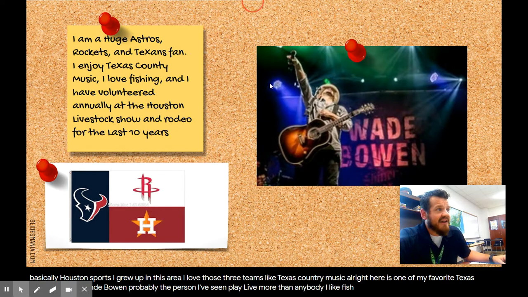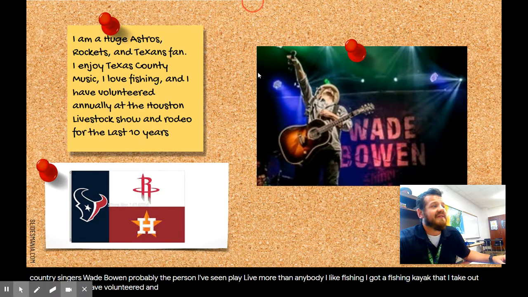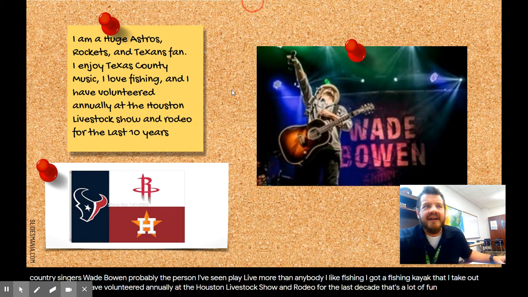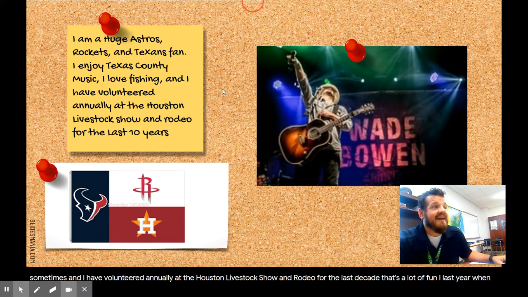I like fishing. I got a fishing kayak that I take out sometimes, and I have volunteered annually at the Houston Livestock Show and Rodeo for the last decade. That's a lot of fun. I like that annual event. I was pretty disappointed this past year when they had to cancel it because of COVID. But we will prevail, and I'm sure it'll be back this year.